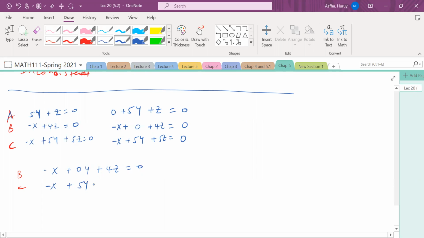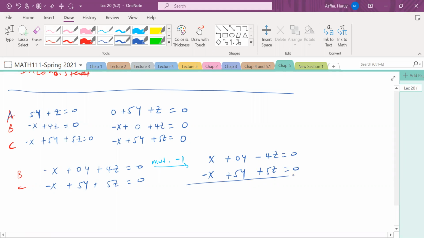Okay. 5x plus 5y plus 5z equals 0. Now, in order to eliminate x, what do we need to do? We need to multiply one of them by negative 1. Either the first equation or the second equation, and it doesn't matter which one you pick. So let's multiply this by negative 1. And if we multiply this by negative 1, what do we get? We get x plus 0y minus 4z equals 0.